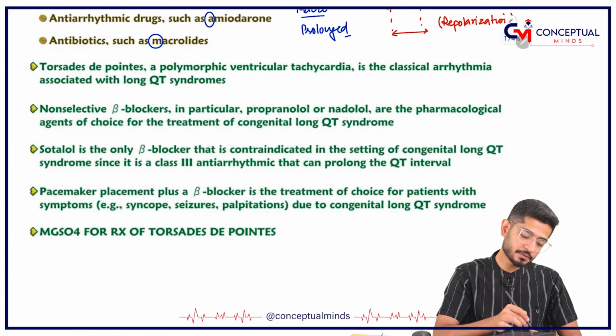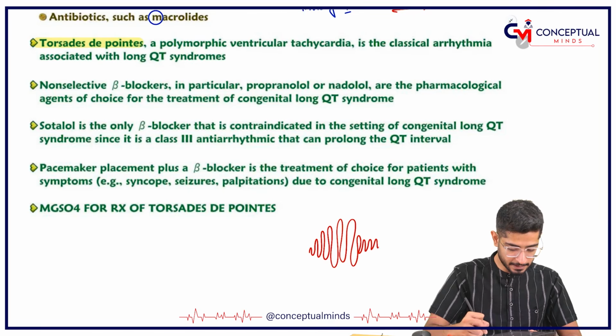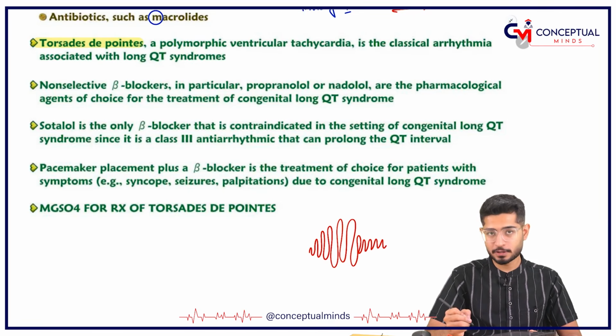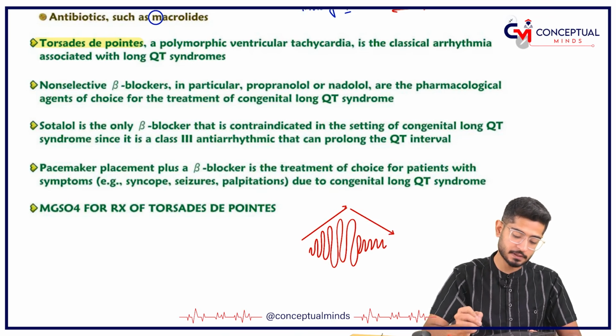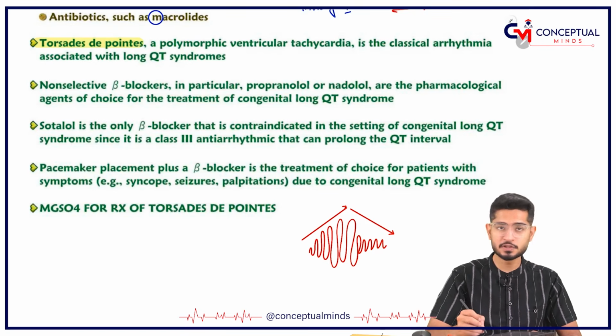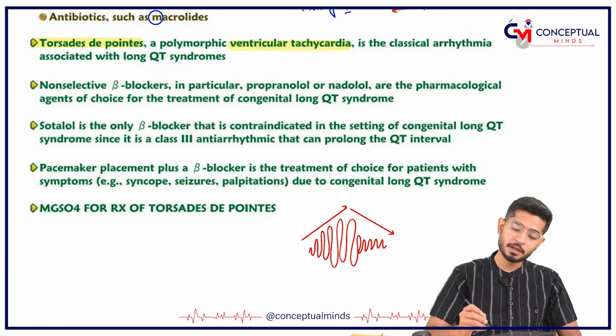Now there is something called Torsades de Pointes. What is Torsades de Pointes? If you see a pattern of ECG like this, this is Torsades de Pointes, where the waves increase and then there is a decrescendo. So crescendo, decrescendo is going to come. This is Torsades de Pointes. This is a ventricular tachycardia. It is a classical arrhythmia which is associated with long QT syndromes.